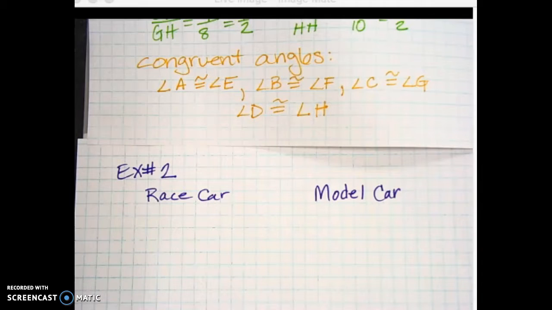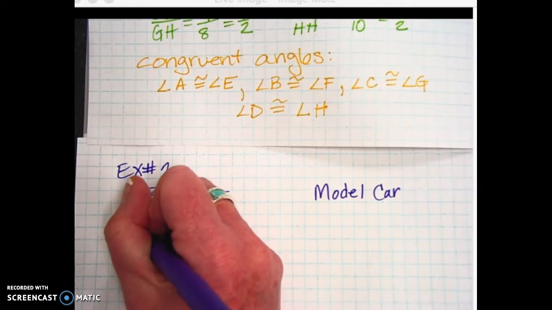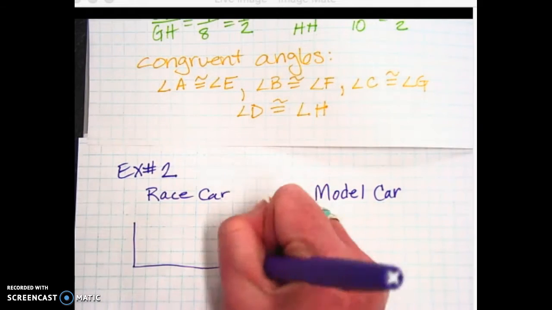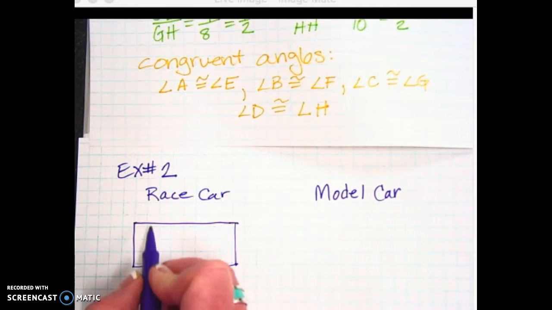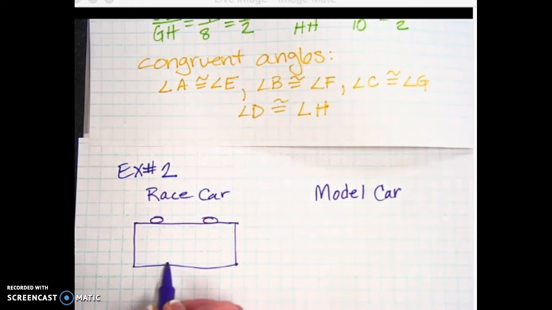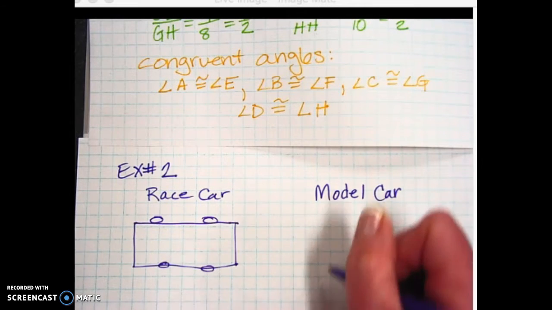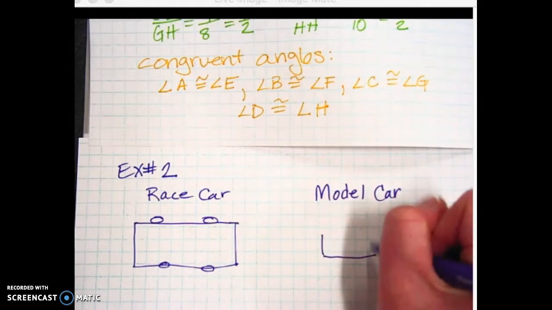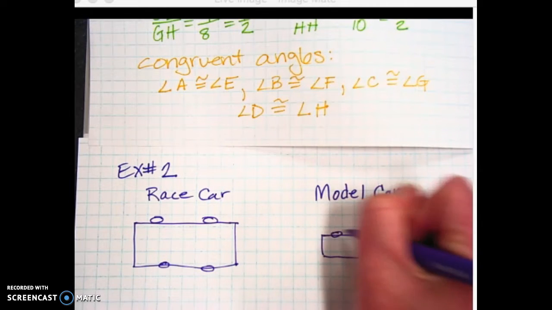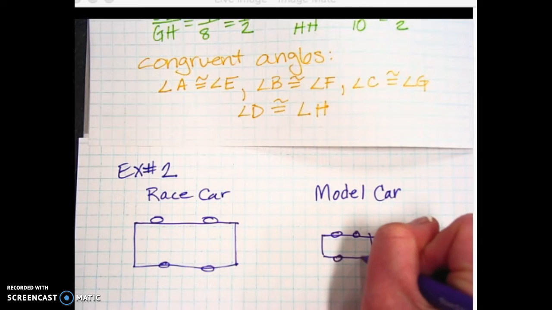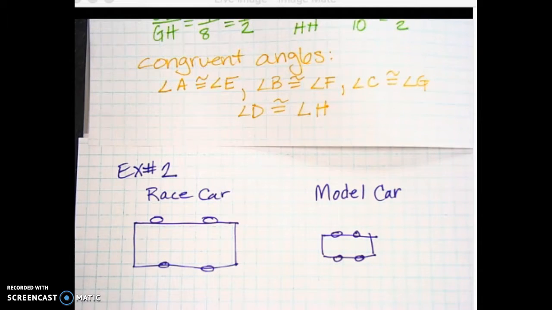Okay. So I'm going to get real fancy and draw this amazing race car. It's beautiful. And then on the right, we're going to draw the model car. And they look exactly the same. You just have one bigger than the other.